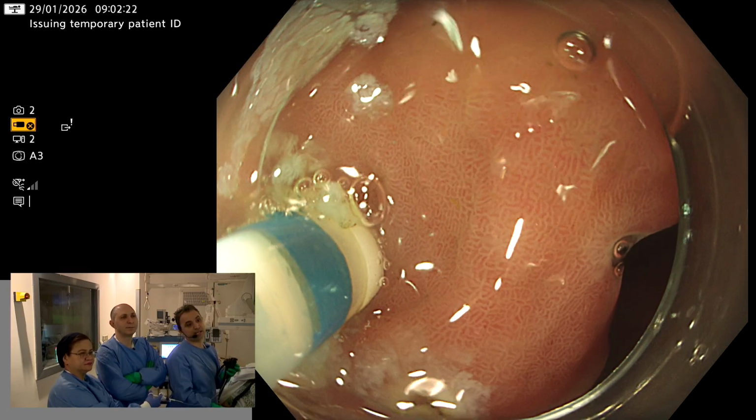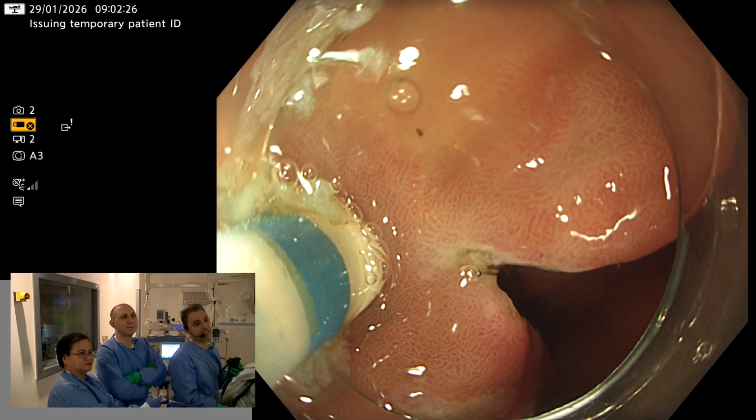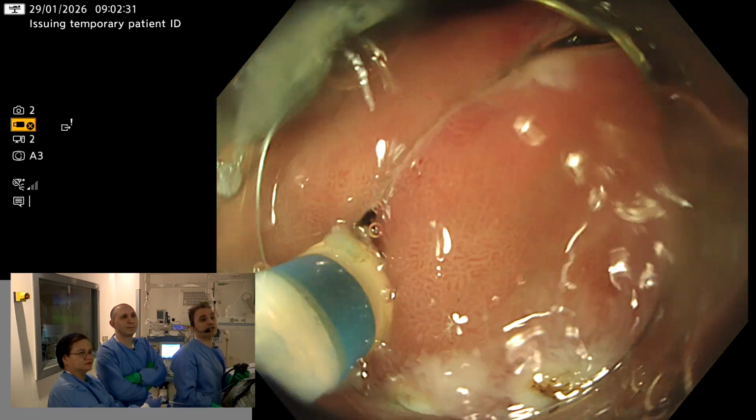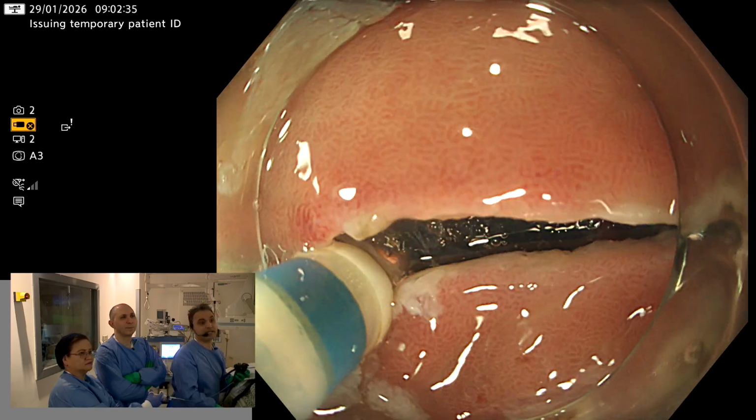Because ESD in the gastric antrum is not so difficult, and the antrum is very thick, the possibility of bleeding in this area specifically is very, very low. So the chance of getting bleeding is low. So you can see that I make a circumferential incision.